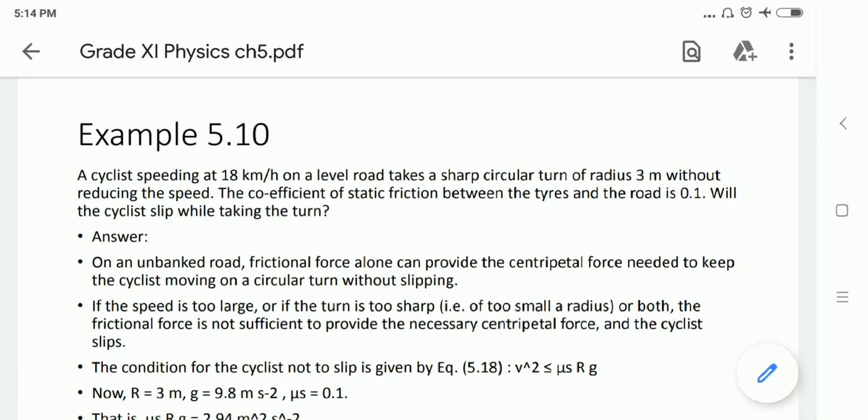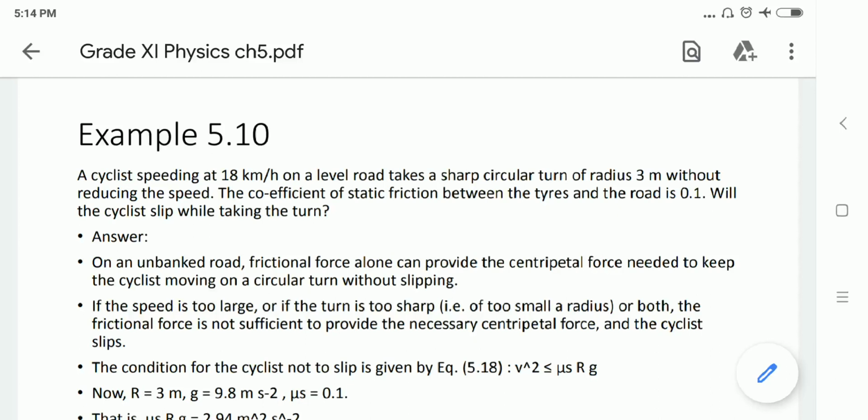Here the radius of the circle is given 3 meter, g is 9.8 meter per second square and mu s coefficient is given 0.1. So mu s rg we are having 2.94 meter square per second square. This is the v square value. Take the square root of it. So v equal to 18 km per hour. Let us convert into meter per second. So it would be 5 meter per second.